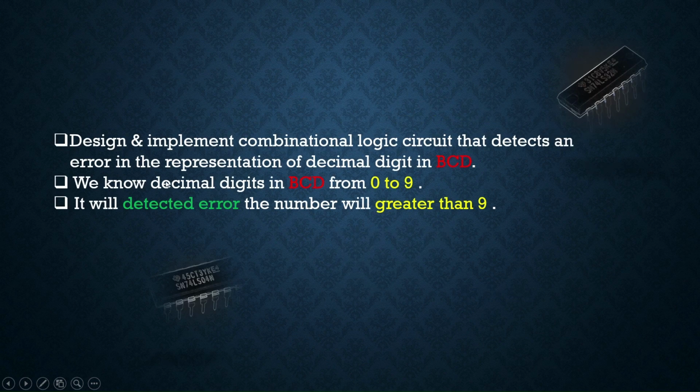So this is the definition for detecting error while converting a decimal number to BCD. We know that the decimal digits in BCD are from 0 to 9, and it will detect an error when the number is greater than 9. Then how do we detect the error if the number is greater than 9? We will see it by truth table.